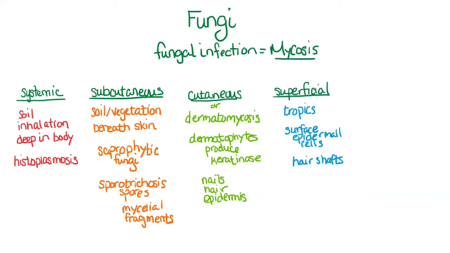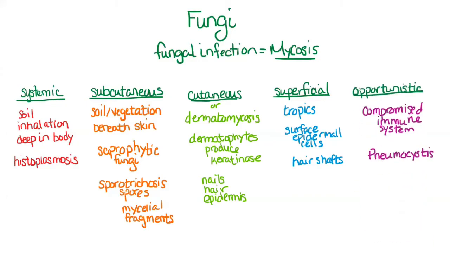Superficial mycosis. Now you can find these fungi in the tropics. Once they are able to infect the host, you can find them on the surface of the epidermal cells and the hair shafts. Well, like I mentioned, fungi can be opportunistic pathogens. A specific one I wrote down as an example is Pneumocystis. These opportunistic pathogens can wreak havoc on those who have compromised immune systems.